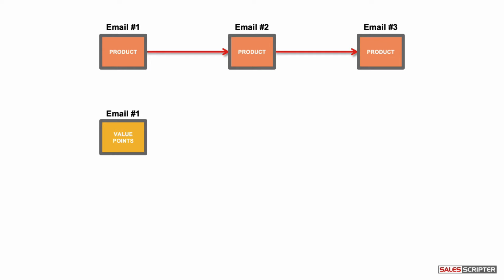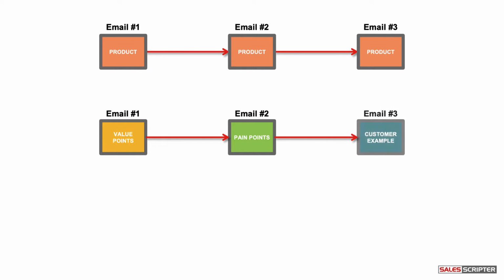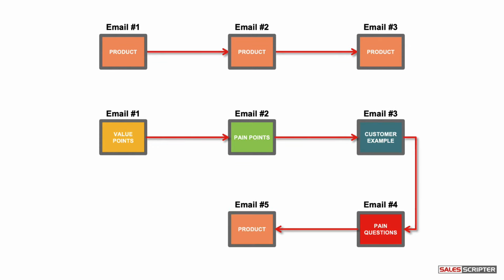So for email one, we could send a value points email. And for many reasons, the prospect may not respond to that. And for a follow-up email, we can then send a pain points email. We can then send a customer example email, a pain questions email. Then in email five, we can start to get to an email that talks about the product or service that we sell. And then we can come back to our value points for an email number six.